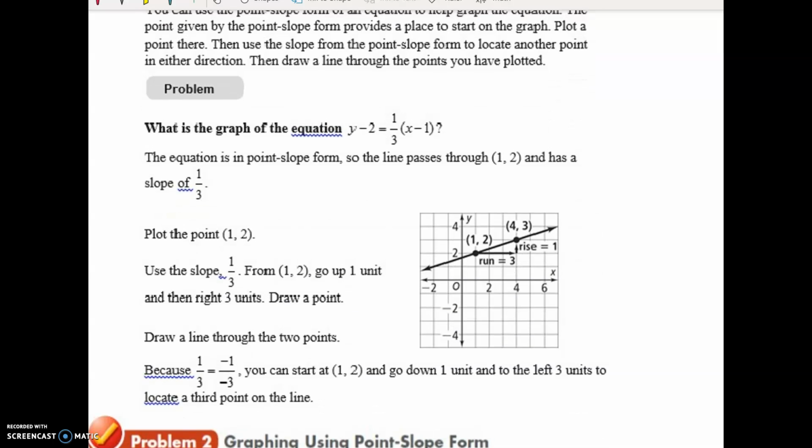So let's look at another example here. This one is already worked out for us kind of step by step, so we can go through this example. So here we have an equation that is in point slope form already.